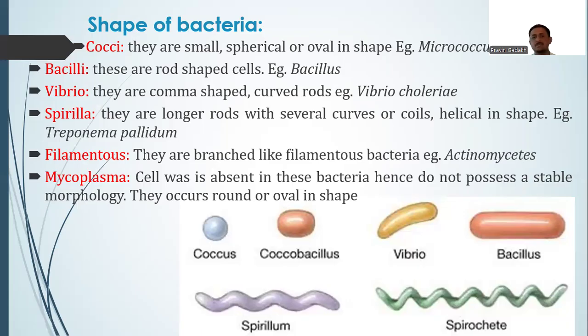Mycoplasma, cell wall is absent in this bacteria. When we discuss mycoplasma, normally in their characteristics we can say they are cell wall lacking organisms, hence they do not possess a stable morphology. They occur round or oval in shape. So that is the shape of that particular organism. On these different shapes, we can differentiate organisms into different groups.